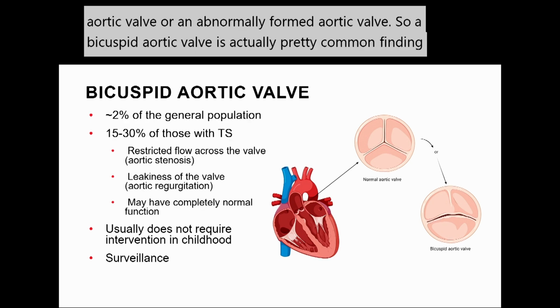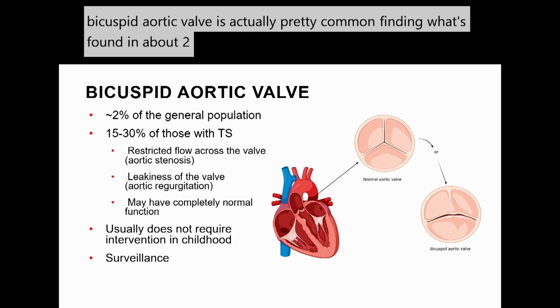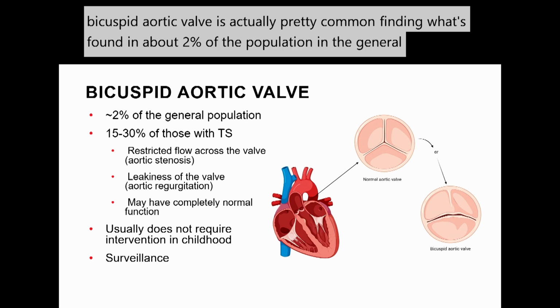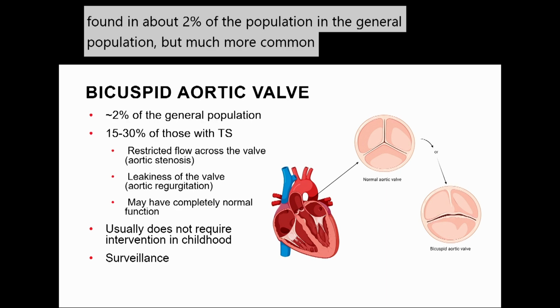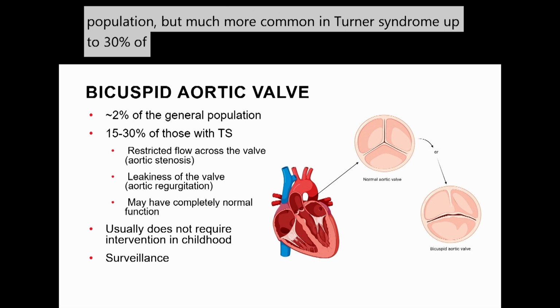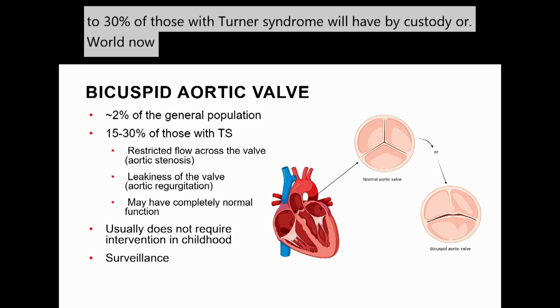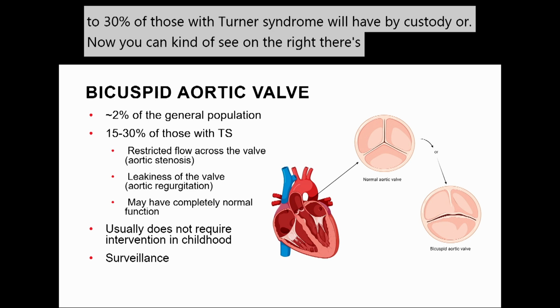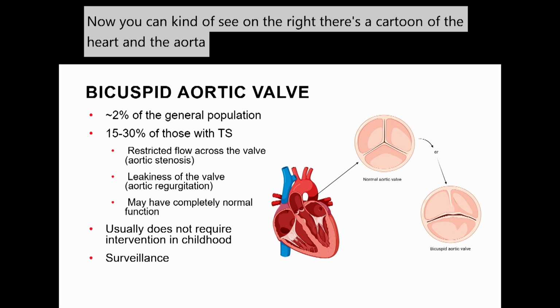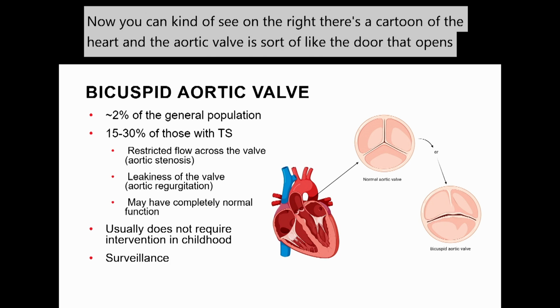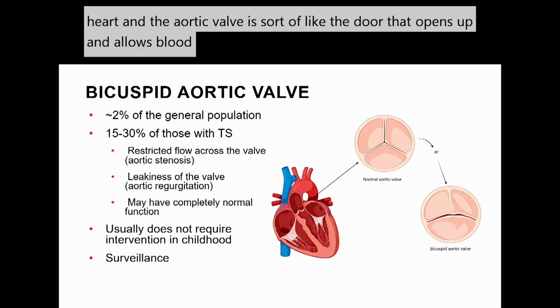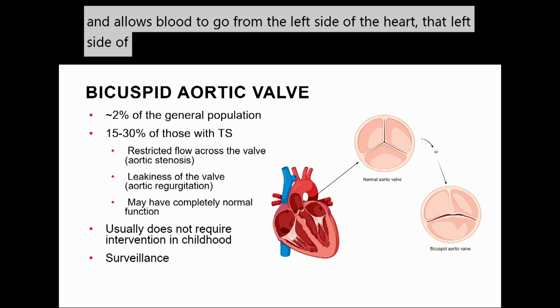It's found in about 2% of the general population, but much more common in Turner syndrome. Up to 30% of those with Turner syndrome will have a bicuspid aortic valve. You can see on the right there's a cartoon of the heart, and the aortic valve is sort of like the door that opens up and allows blood to go from the left side of the heart, that left-sided pumping chamber, to the rest of the body.